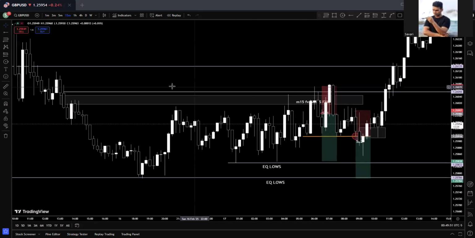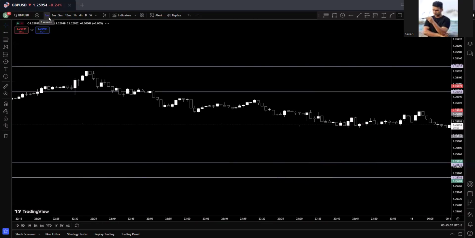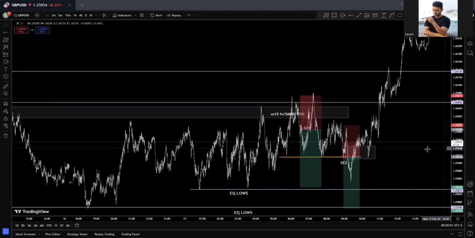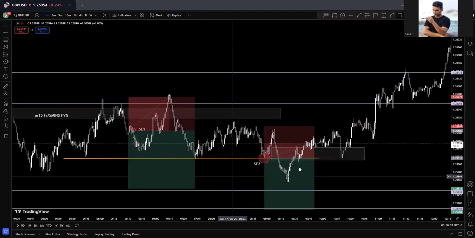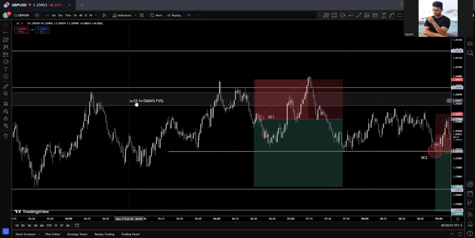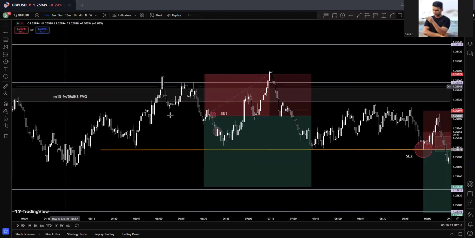So as soon as the price approaches this fair value gap at 6 a.m. in the morning, I directly went to 1 minute. Here it gets interesting. So this is the M15 and 5 minute fair value gap. I'm just overlapping two fair value gaps here.